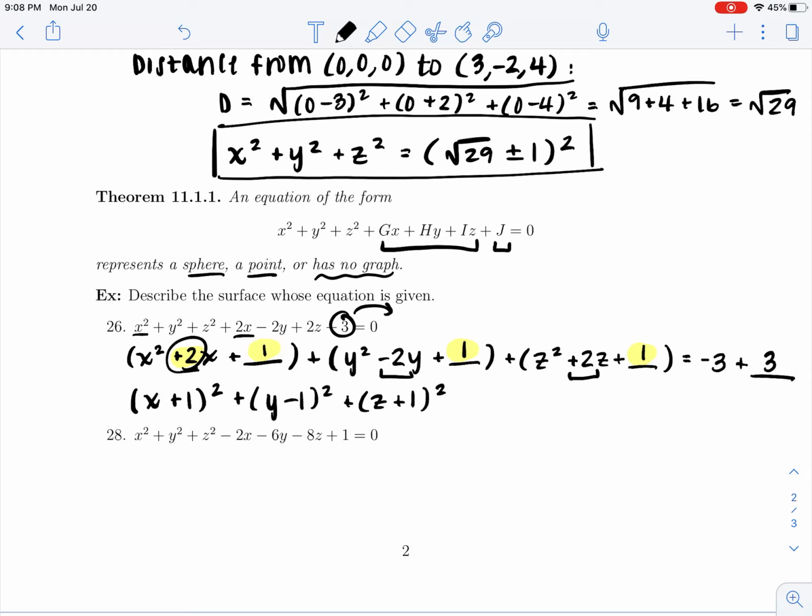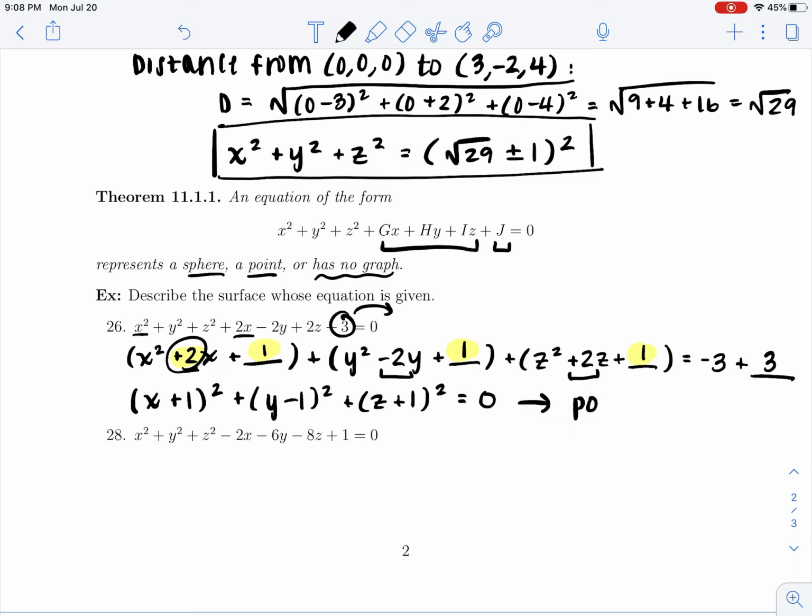And right now, this is shaping up to be an equation of a sphere, but look at what happens over on the right-hand side. Negative 3 plus 3 equals 0. So you can think of this as a sphere centered at negative 1, 1, negative 1, but it has a radius of 0. In other words, that means that it's a single point. It has collapsed to a single point.